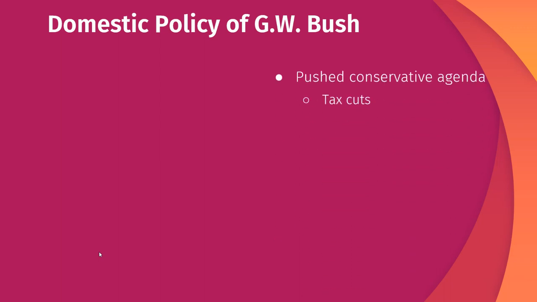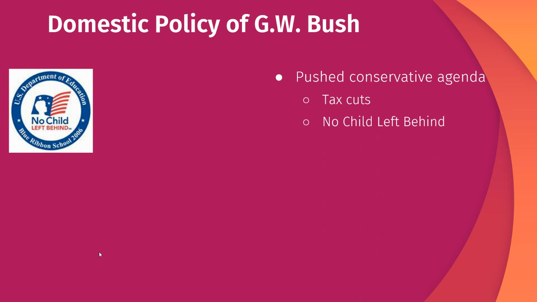The domestic policy of the George W. Bush administration is going to be kind of traditionally conservative. It's going to focus on tax cuts, creates No Child Left Behind, which is an attempt to improve the schooling of the United States. The economy, especially by the second term of the George W. Bush administration, is really going to start to get bad.